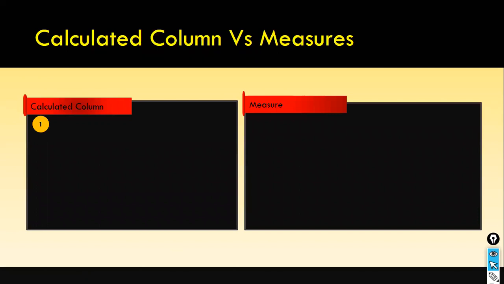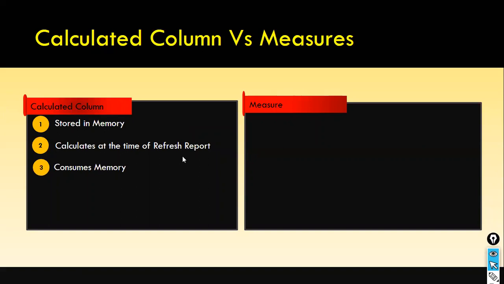Now, to summarize the difference between calculated columns and measures: calculated columns are stored in memory, whereas a measure is not stored in memory. It's a pre-calculated one, right? It gets recalculated only when you refresh your report, and it consumes memory because it's stored in memory, and it usually performs row by row calculation. A measure is not stored in memory.